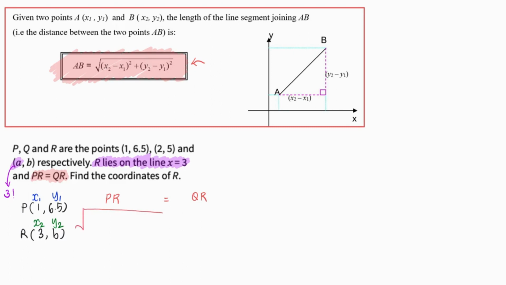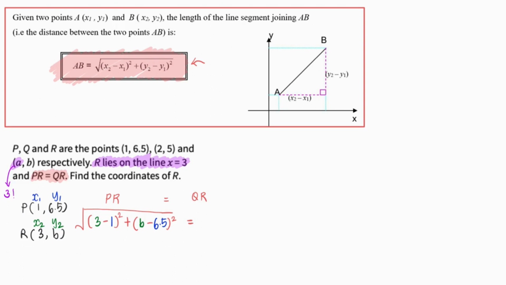I'm going to then have this. So x2 minus x1, meaning 3 minus 1, bracket square, plus my b minus 6.5, bracket square. This one will be equal to my QR.